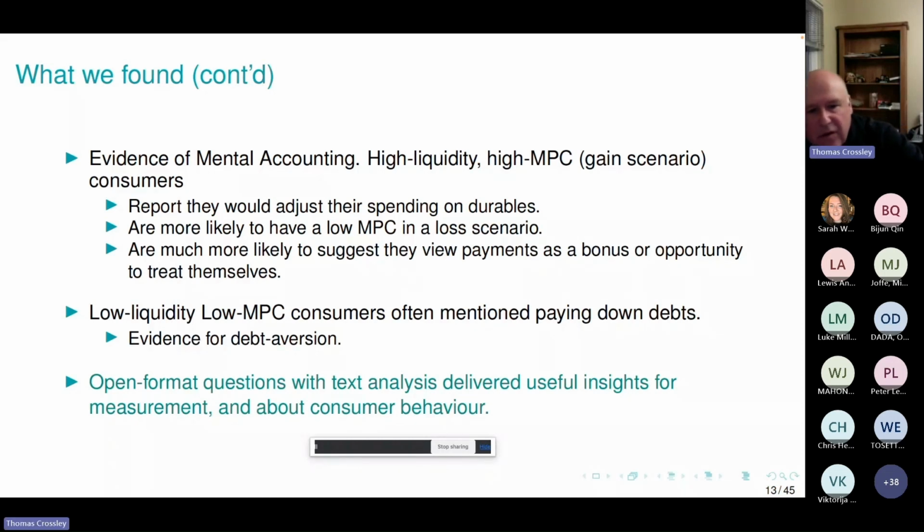We also found that low liquidity, low MPC consumers often mention paying down debts. And so the somewhat surprising low MPCs among low liquidity consumers seem to be associated with strong debt aversion. Our conclusion from this is that open format questions with text analysis delivered useful insights for measurement and about consumer behavior.